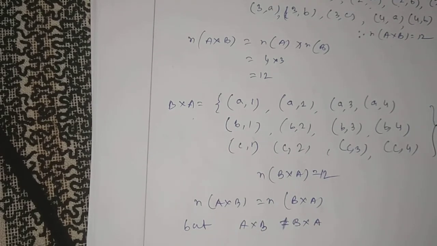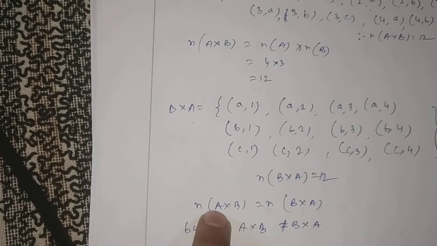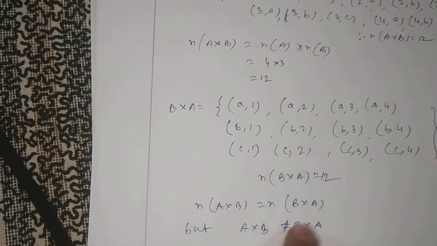That means the number of ordered pairs in both of the Cartesian products A cross B and B cross A are the same. The total number of elements in both Cartesian products are the same. That's why we can say n of A cross B equal to n of B cross A.